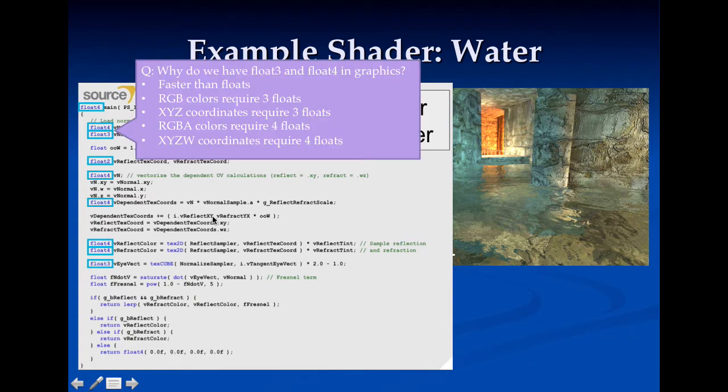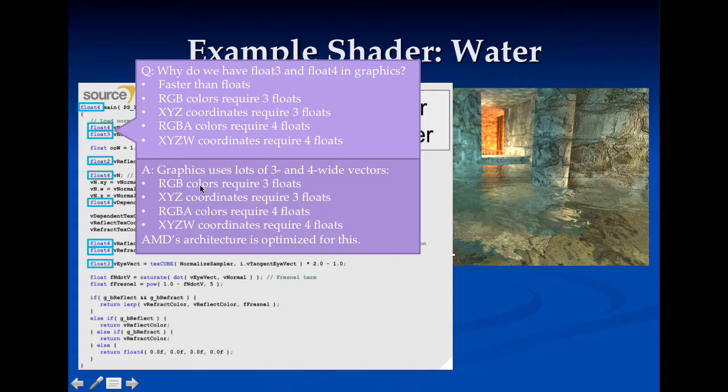So a question about this: why do we have float3 and float4 vectors in graphics? Well, the reason is we use lots of 3 and 4 wide vectors. If you have colors, red, green, blue, that's usually 3 values to represent the color, or coordinates x, y, z, or colors with an alpha channel, or normalized coordinates. In fact, some GPUs go so far as to optimize their architecture for floats of about this size. That means they can run faster when you're doing graphics, but it hurts them in more general purpose uses.